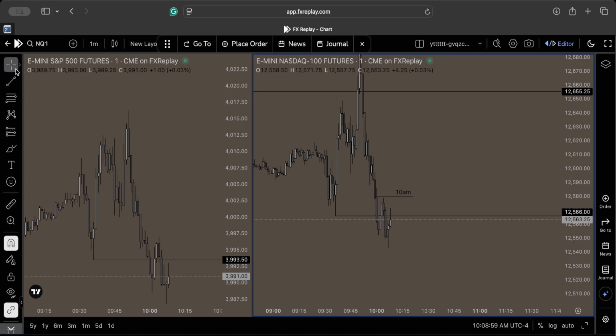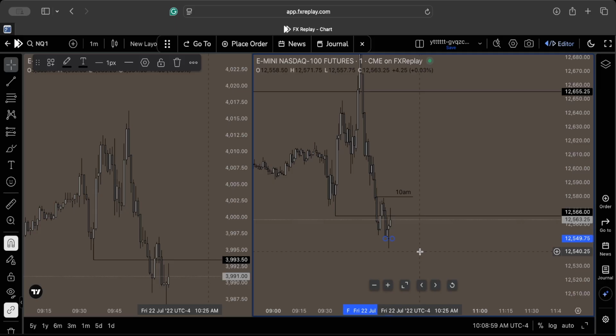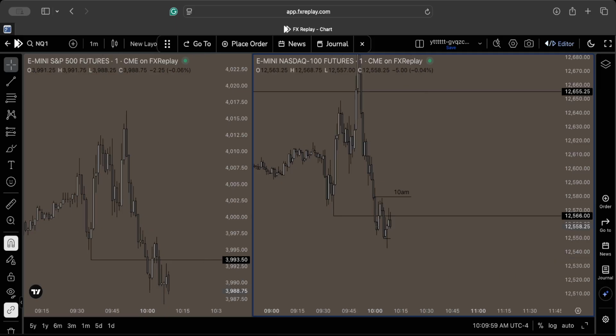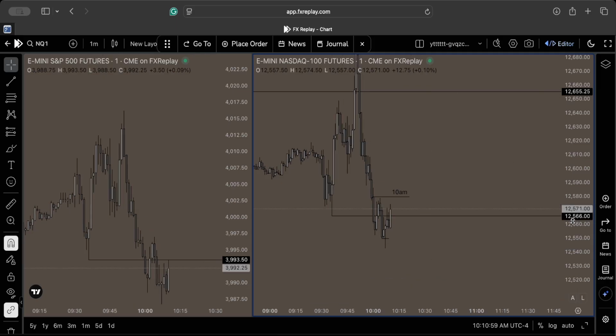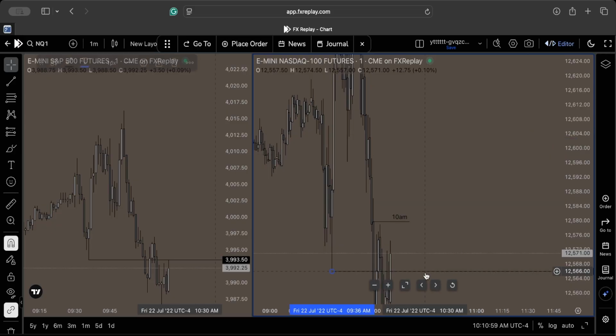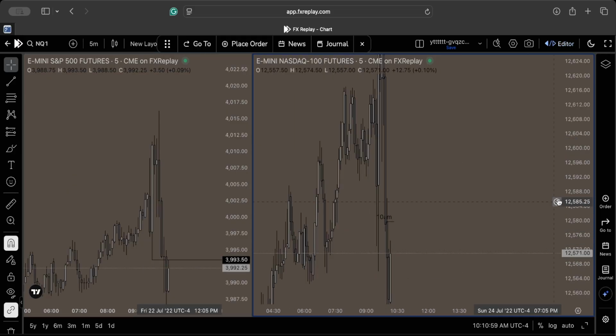We resweep the low again. ES now puts in a stop raid at the same time, right? So now we have a double stop raid right here. And then from there, we get this 1-minute inversion back up towards this 5-minute gap.